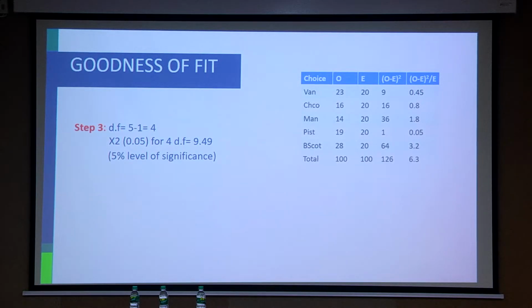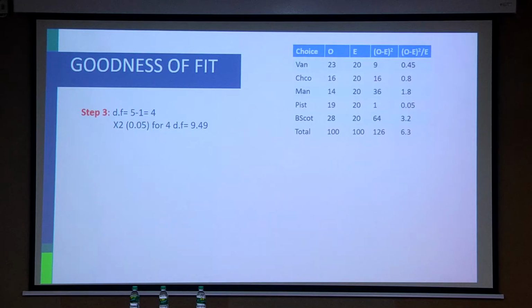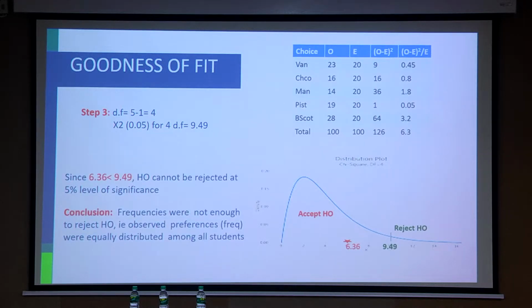With a 5% level of significance, the critical value we have to see is 9.48, which is greater than the calculated value of 6.36. Let's have a look at the chi-square distribution chart. The area right of the critical value, that is 9.49, rejects the null hypothesis, while the area left of the critical value accepts the null hypothesis. As 6.36 falls on the left side of the chart, we accept the null hypothesis. So, to conclude, the observed frequencies are equally distributed among the students as per the warden's expectations, which proves the hypothesis of goodness of fit.